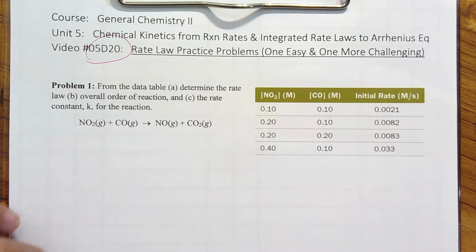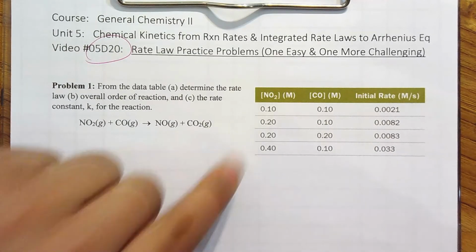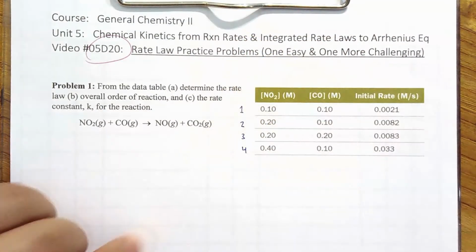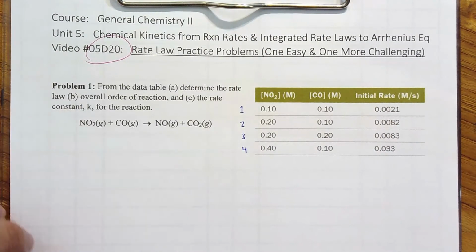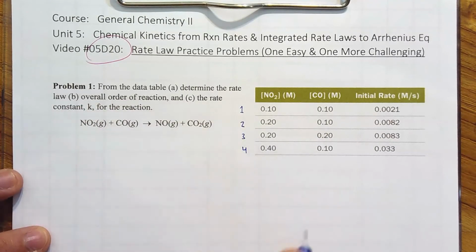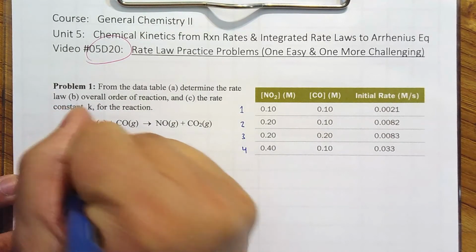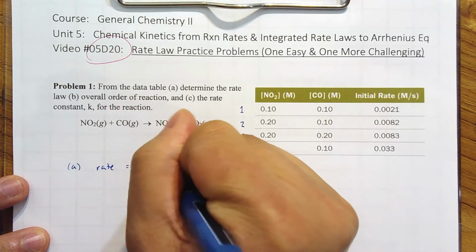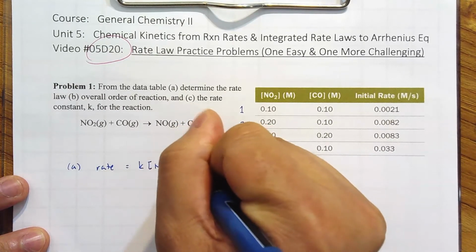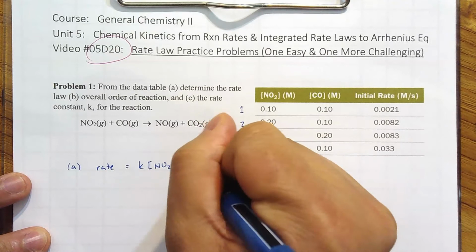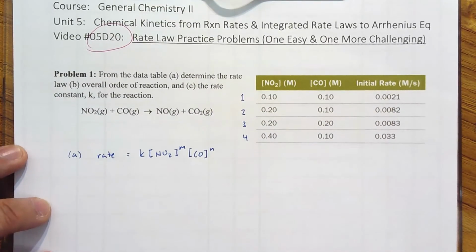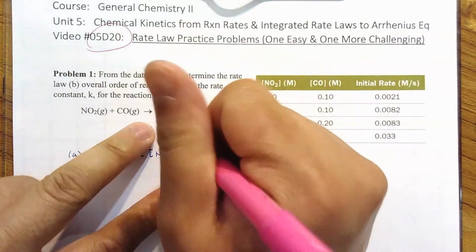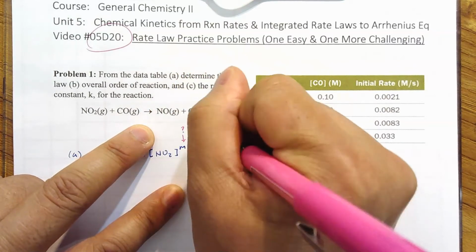Now, what we need to do is find two trials. Here we have trial 1, 2, 3, 4. And actually, let's set up the rate law expression. We have rate equals K, concentration of NO2 to the M, concentration of CO to the N. And to complete the rate law equation, we have to figure out M, and we have to figure out N.